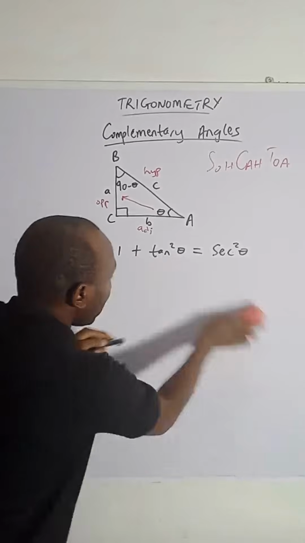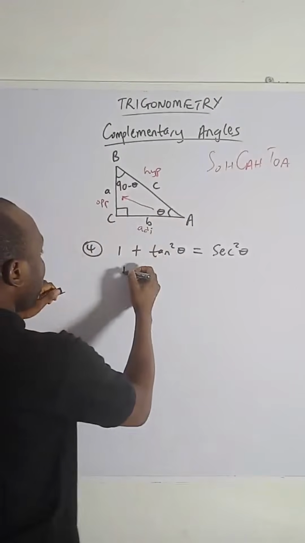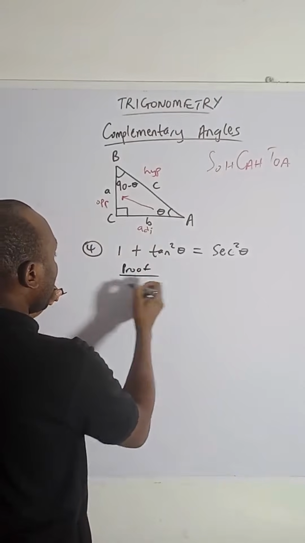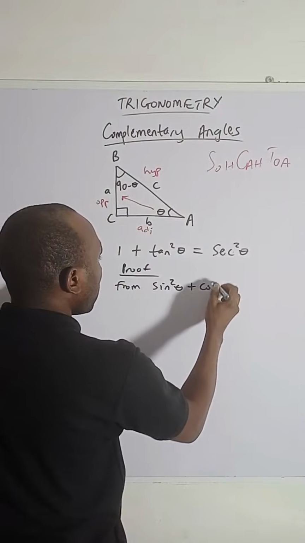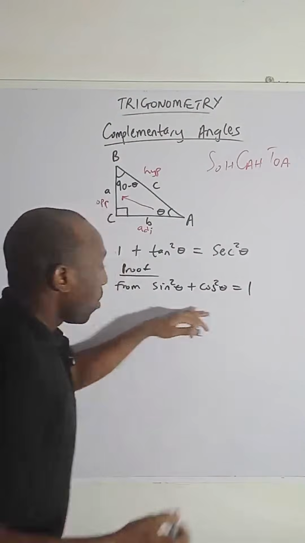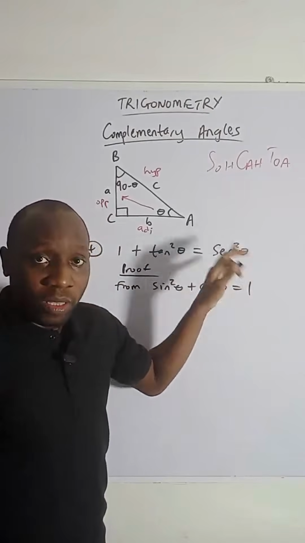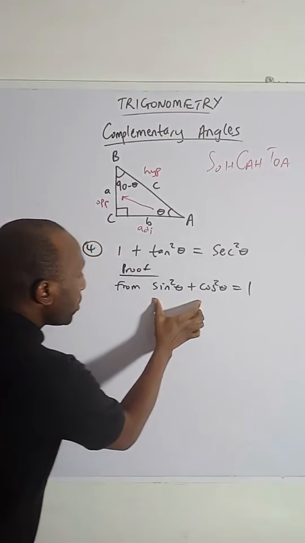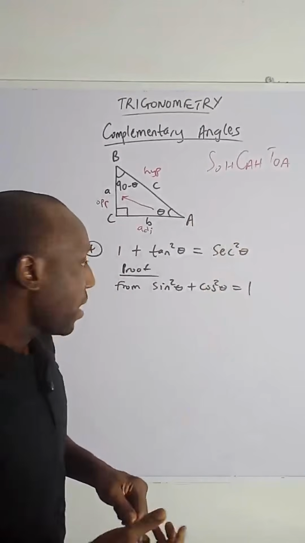So we want to prove that this is true. How are we going to do that? Now, what's this? Proof. From sine square theta plus cos square theta is equal to 1, we're going to prove that 1 plus tan square theta is equal to sec squared theta. I'm going to use this popular trig identity to prove that this is equal to sec squared theta.